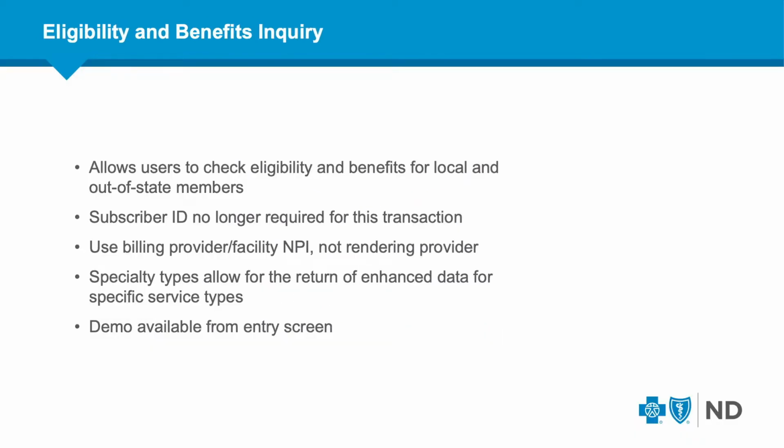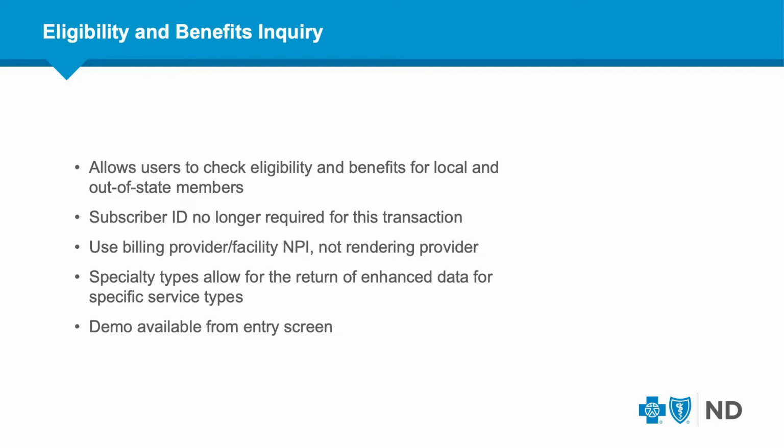The first transaction that we are going to take a look at this morning is eligibility and benefits inquiry, which is just a way for users to be able to look up eligibility and benefit information for a member, whether that member is from North Dakota or out of state. You can do it for either one.